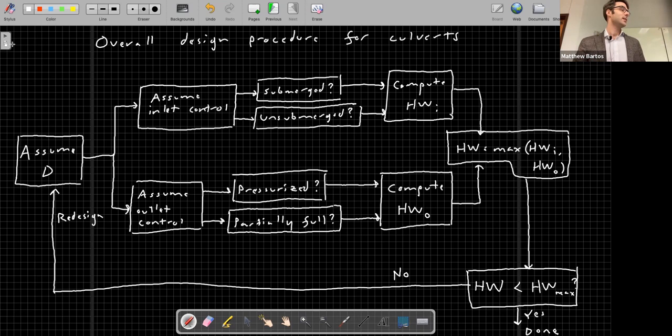Okay. Any other questions on culvert design before we move on? Any other questions? So this is our last lecture on culvert design. You'll be dealing with culverts on your course project, but this is the last time we'll be taking a formal look at it in class. Okay. Very good. Well, let's go ahead and move on then.